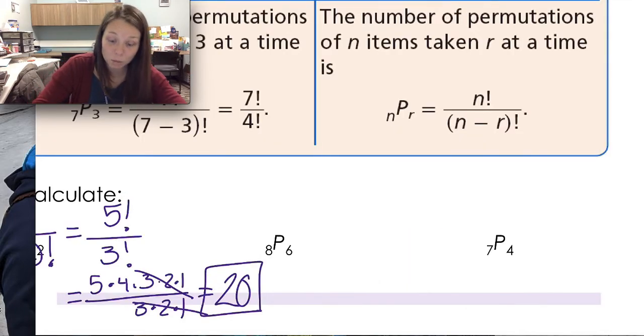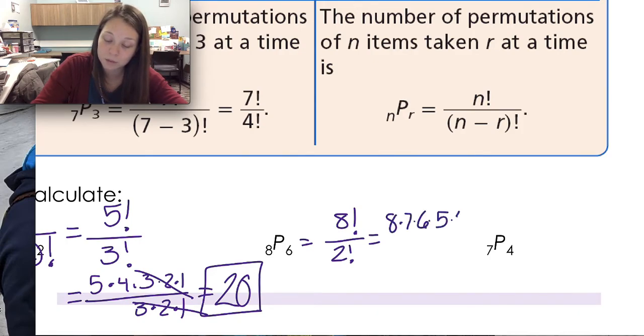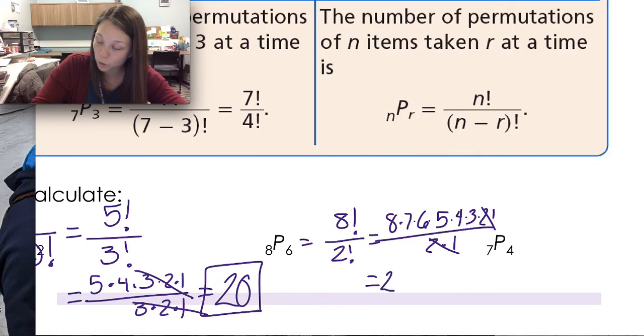All right, so 8 permutation 6 means we are going to have 8 factorial divided by 2 factorial, because that's the difference between 8 and 6. That would mean I'm taking 8 times 7 times 6 times 5 times 4 times 3 times 2 times 1, but I'm dividing out the 2 times 1, and that's going to leave me with 20,160.